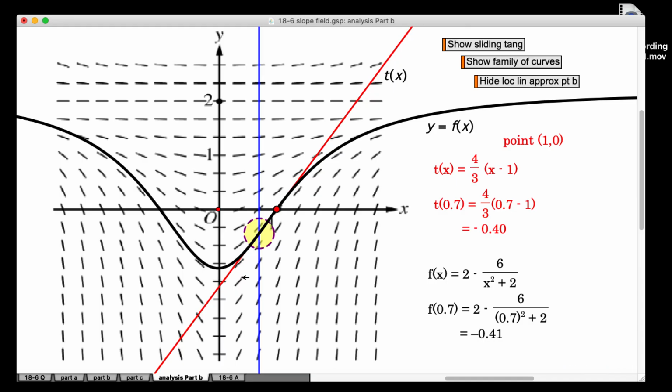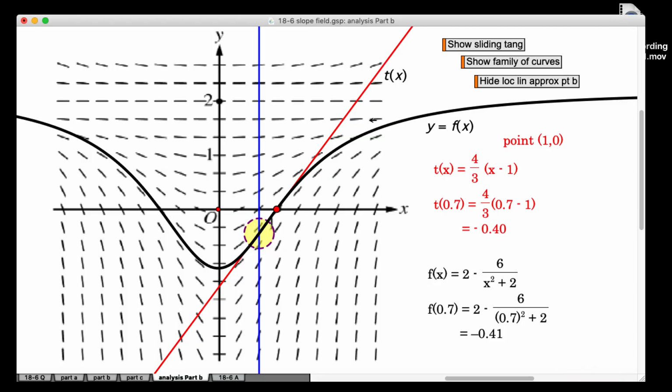So what they're having us do here, when we plug in 0.7, if we couldn't plug it into the function, they say, well, plug it into the tangent line. And so if I plug it into the tangent line, you see, if you look at it, here's where x is 0.7, this blue vertical line. If I plug it into the function or the tangent line, I can't tell the difference. Okay, so when I plugged 0.7 into the tangent line, I got minus 0.4.